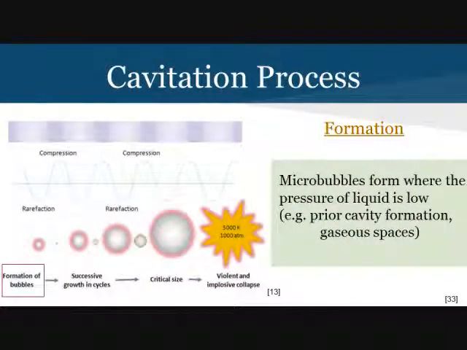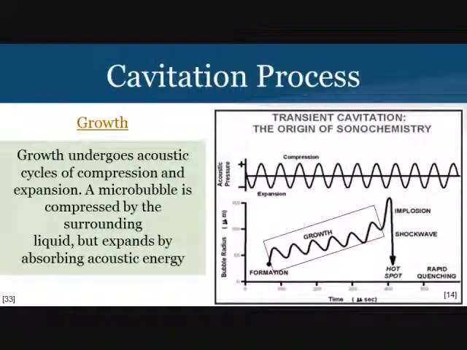Cavitational bubbles are spaces of gases that are surrounded by liquid. The liquid surrounding the microbubble exerts a pressure on it, while the gases within the microbubble exert a pressure back. Therefore, microbubbles form where the pressure of liquid is lessened, such as where prior cavitational bubbles were, or vapor-filled crevices.